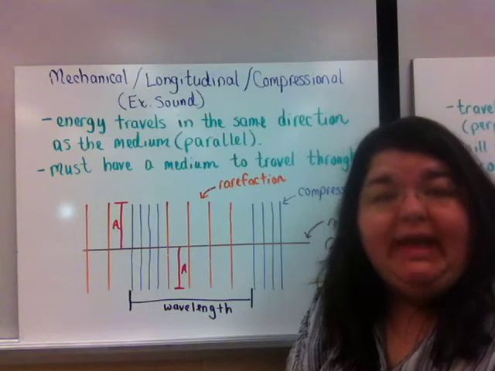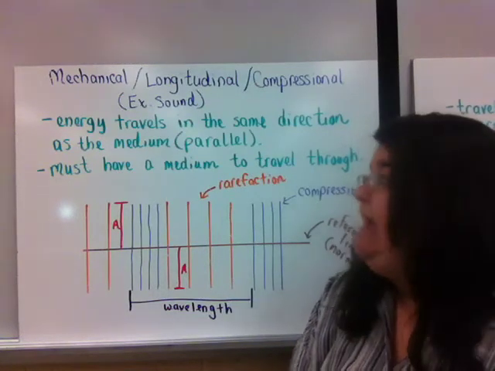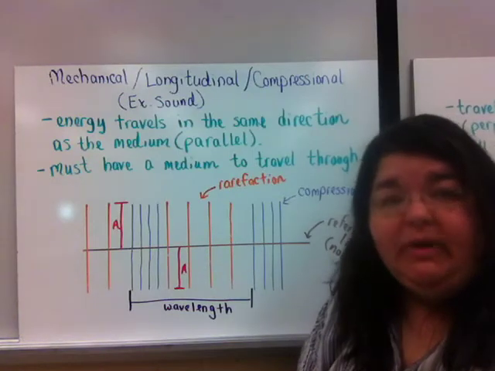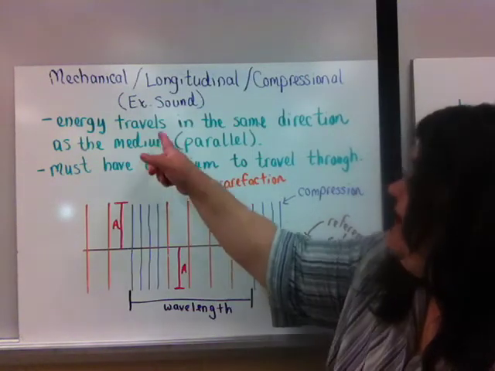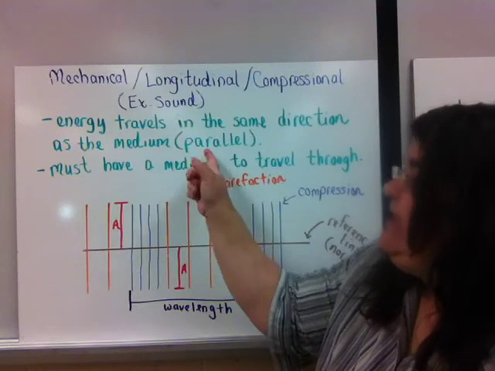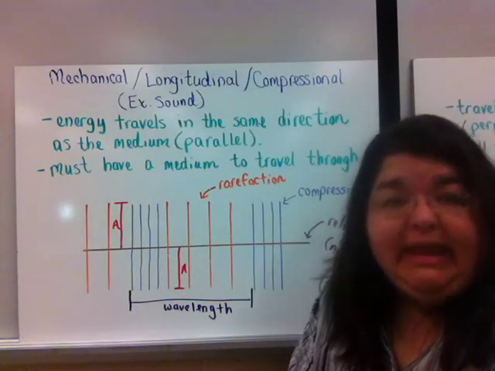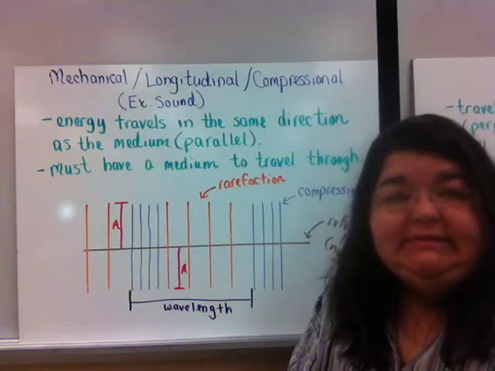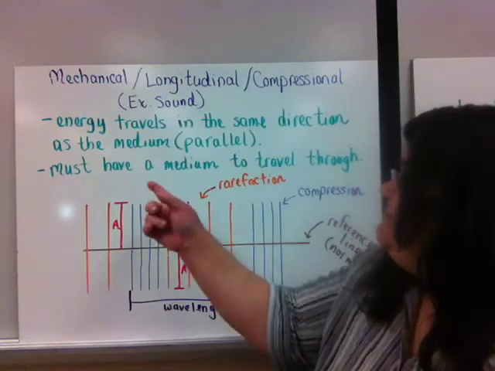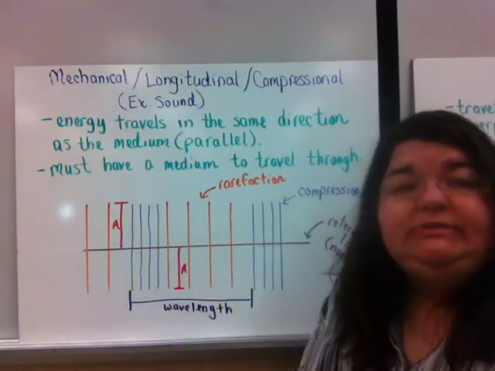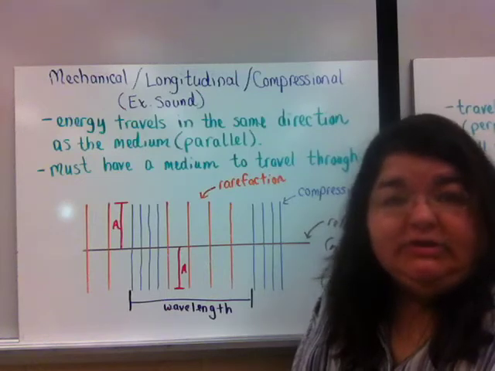The mechanical wave can also be called the longitudinal or compressional wave, and an example of it is the sound wave. Energy will travel in the same direction as the medium in a mechanical wave, and we say that this is parallel motion. It must have a medium to travel through, so this type of wave will not travel through a vacuum.